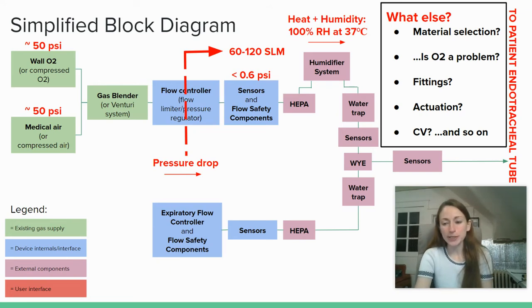And additionally, we need to be very mindful of the CV. This is the flow coefficient, because we don't want to restrict the flow unintentionally, especially if this reduces the airflow to the patient. So all of these are worth being mindful of.